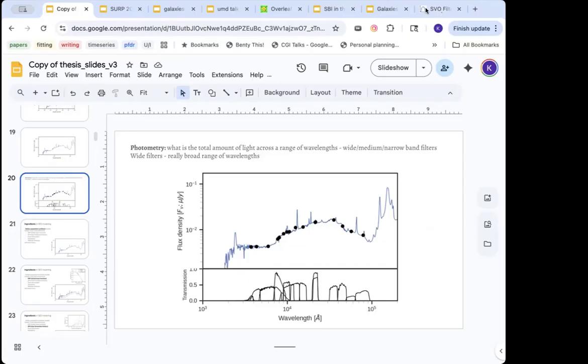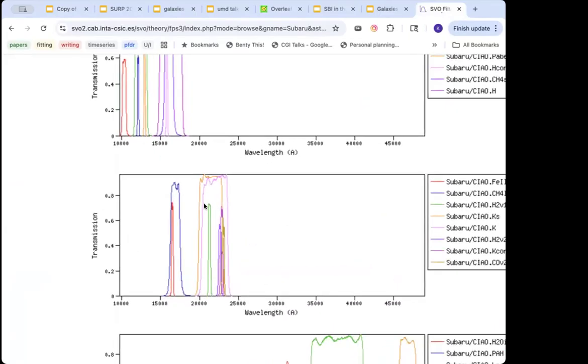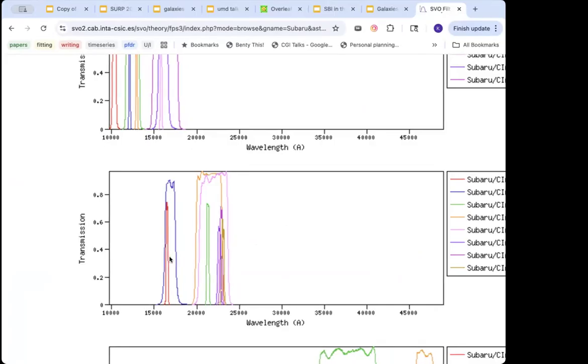And here are examples of medium bands, where you can see the difference, right? So these are wide filters, the orange and the pink and the blue, and then all of these colored lines are medium band filters, so they allow an even shorter wavelength range, right?